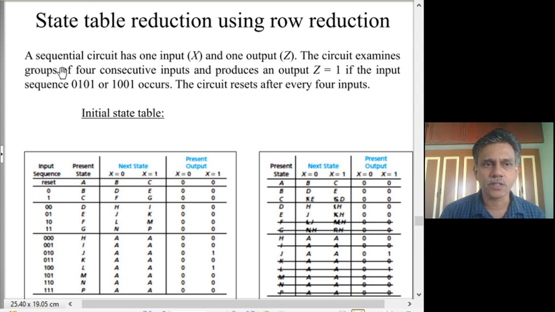You have a sequential circuit to be designed. It has one input, call it X, and one output, call it Z. What the circuit does is examine groups of 4 consecutive inputs, that is 4 bits, and look for a pattern in that group of 4 bits. It produces an output Z equal to 1 if the input bit pattern, the group of 4 bits or input sequence, matches one of 2 possible patterns. One is 0 1 0 1, another is 1 0 0 1.